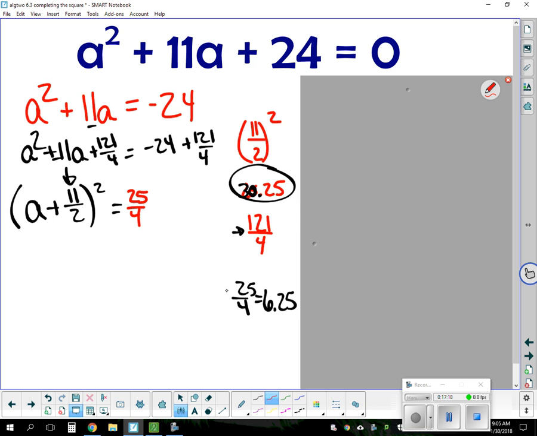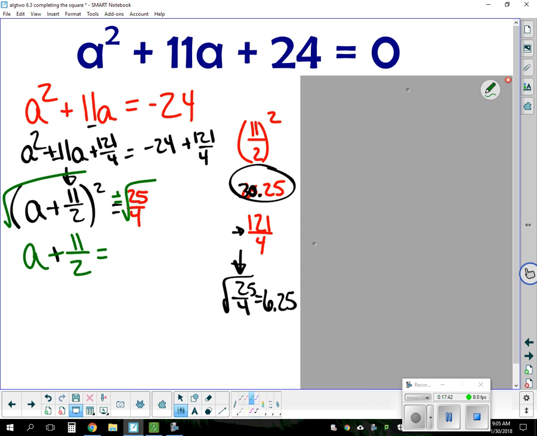I don't care if you use fractions or decimals. However, one of them to me is easier, because in the next step, what are you going to do? You're going to do the square root. On the left side, of course, that's a plus 11 over 2. On the right side, I don't need to pick up my calculator if I use a fraction, because I know the square root of 25 is 5 and the square root of 4 is 2. But if I was looking at the square root of 6.25, I honestly wouldn't know off the top of my head that that's 2.5.